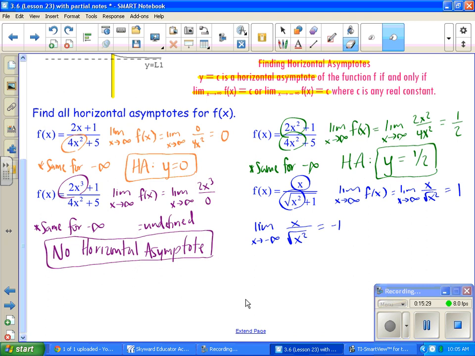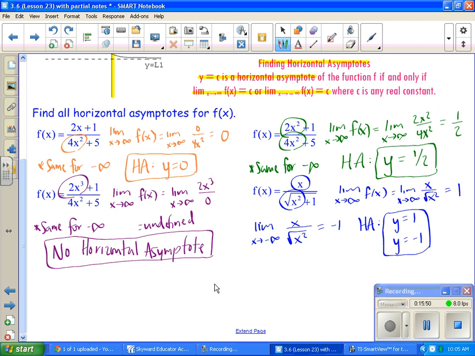So where are my horizontal asymptotes at? 1 and -1. And what's the equation? Because I have to write them as equations. y equals 1 and y equals -1. You could put y equals plus or minus 1. Yep, that would just imply that it's both. Okay, so any questions there?